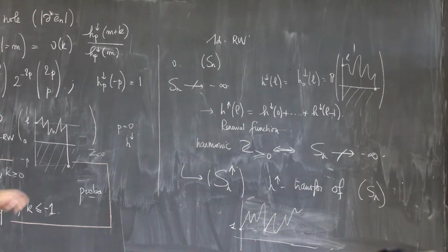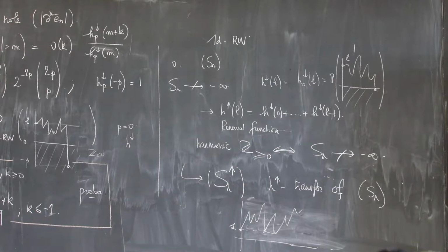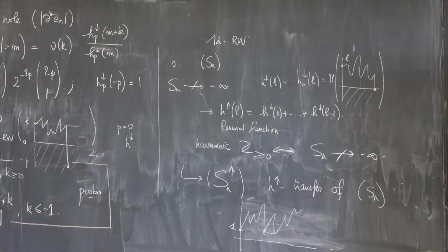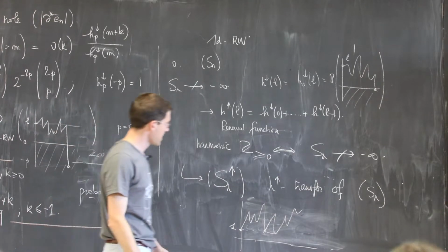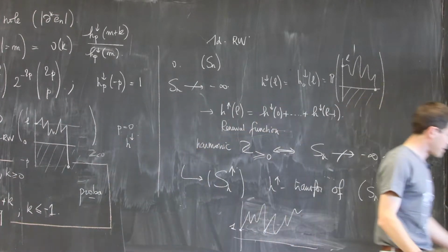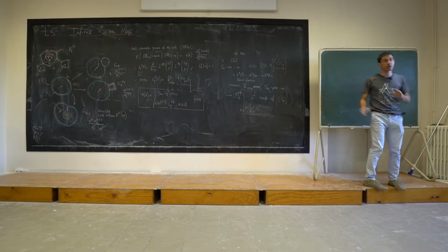It's just a shift of 1. Why? Because our walk will start from something and will never drop to 0. We want to condition it to stay positive and not non-negative. So it's just a shift of -1. Right. So that was yesterday. Questions about that?